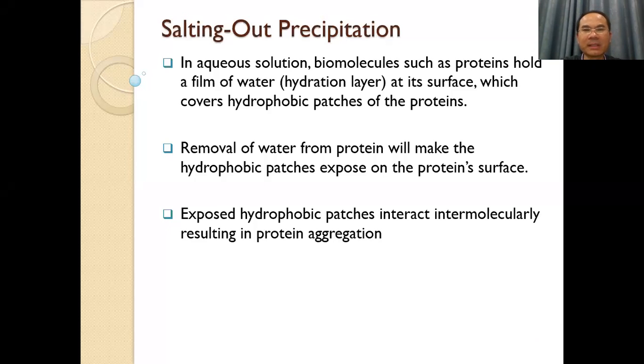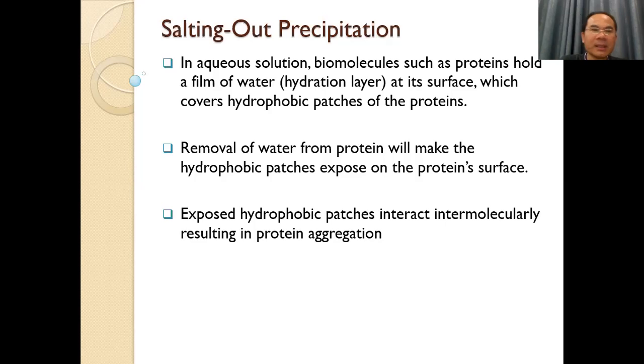Salting out precipitation means we add some salt to the solution, and this salt will increase or decrease the solubility. If it increases solubility, we call it salting in. For salting out, it decreases the solubility of the protein, and then the protein can separate out in precipitate form.